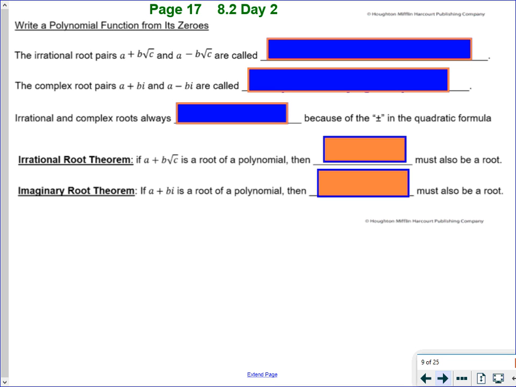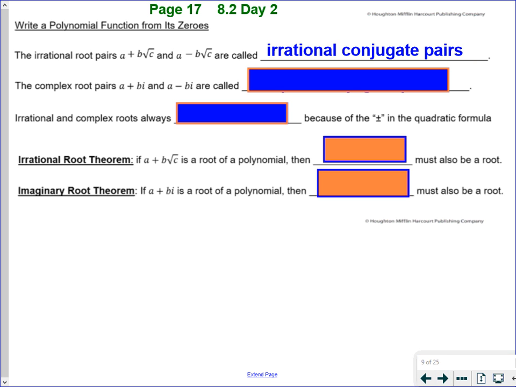For today, what we're going to be doing is writing polynomial functions from the zeros. So we're kind of going to be doing the opposite of what we've been doing for the rest of this module. We're going to start with our zeros, and we're going to go back to the standard form of the polynomial. So the irrational root pairs, a plus b root c and a minus b root c, are called irrational conjugate pairs. The complex root pairs, a plus bi and a minus bi, are called complex conjugate pairs.